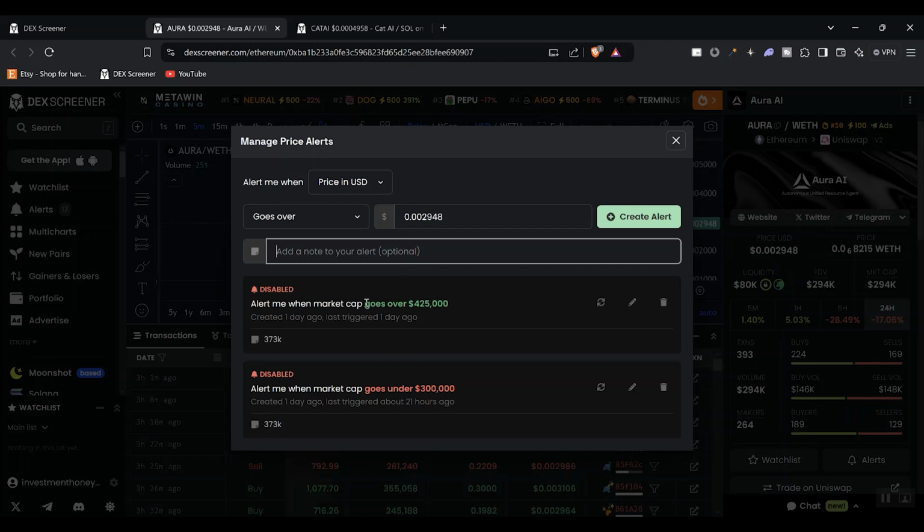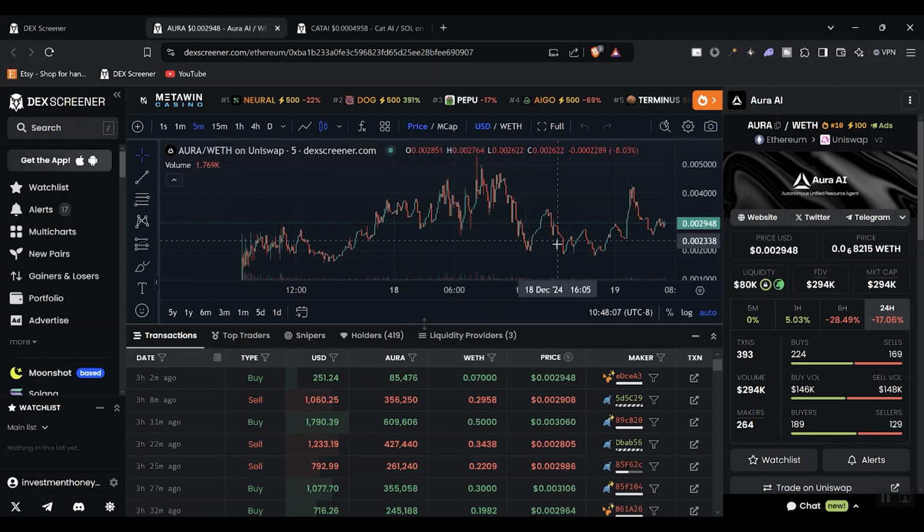Now, this one was supposed to trigger when it went over 425K. This one was supposed to trigger when it went under 300K. And obviously we saw this at 373K. So it diverted back down quite a bit for it to trigger under 300K. Since we saw this at 373K, we can see right here in the price information, we're at 294K.